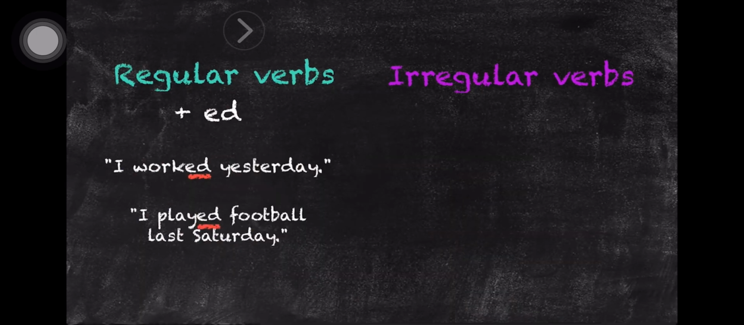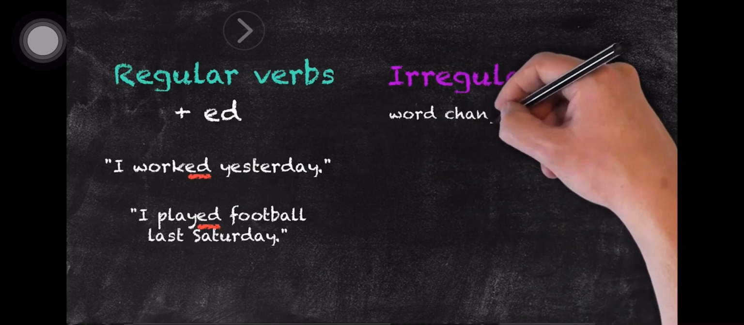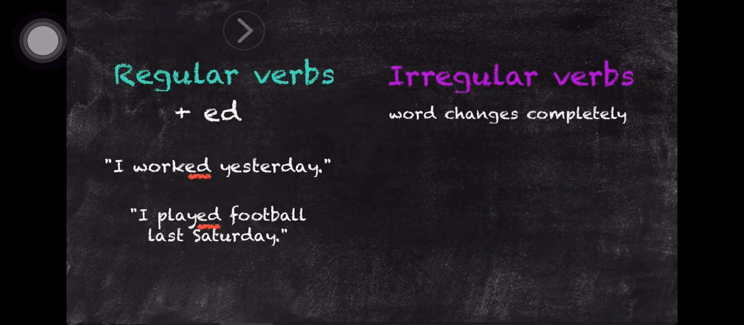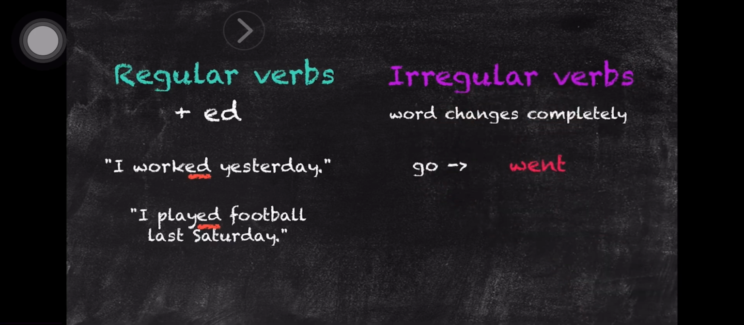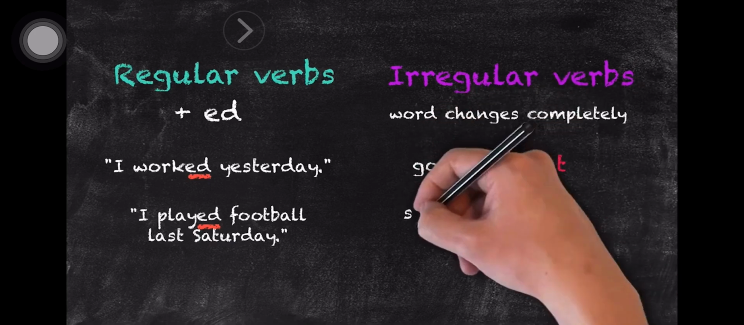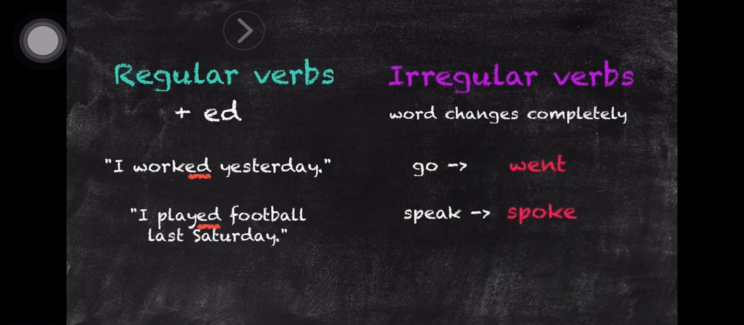With the irregular verbs, in order to conjugate or change the verb into the past, we have to change the word completely. Or, certainly, we cannot simply add ed. So, go goes to went. I went to the store yesterday. And speak goes to spoke. I spoke at a conference last Saturday.